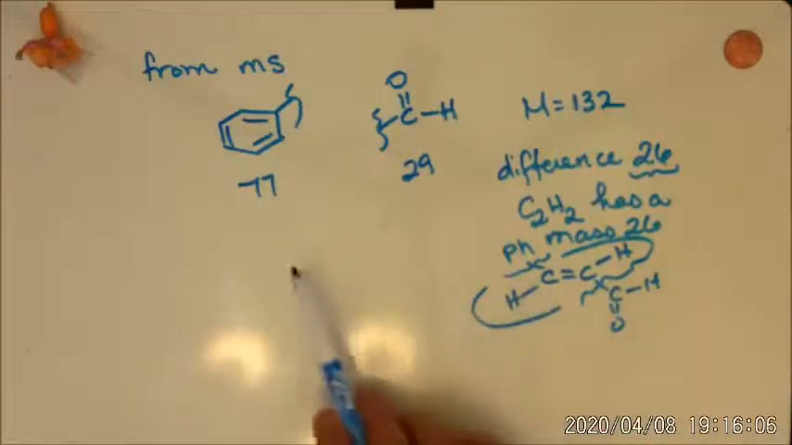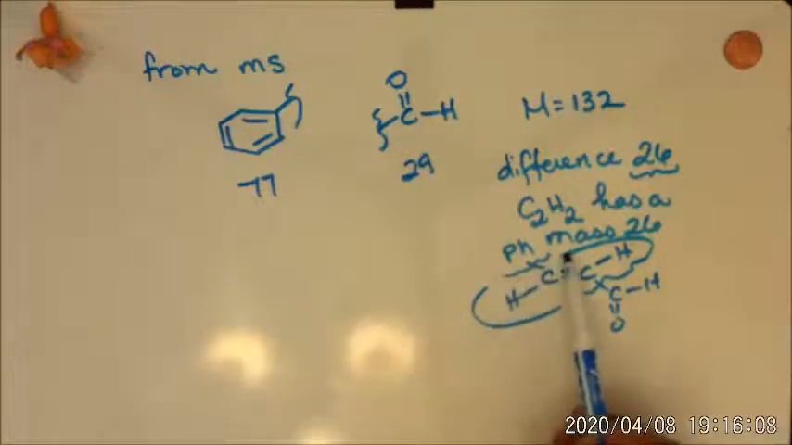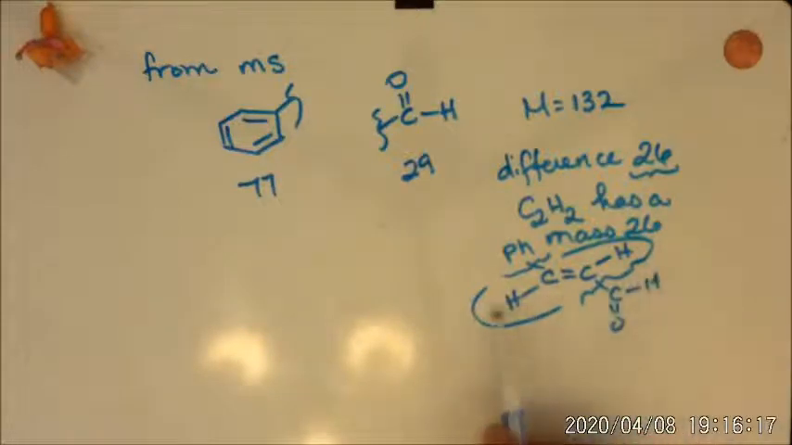That would make sense because I would cleave here to get 77. I couldn't cleave here and get the 91. I would lose my hydrogen. I'd form my tropylium ion. So let's keep in mind what we're thinking about for this. Now, let's take a look at the IR.